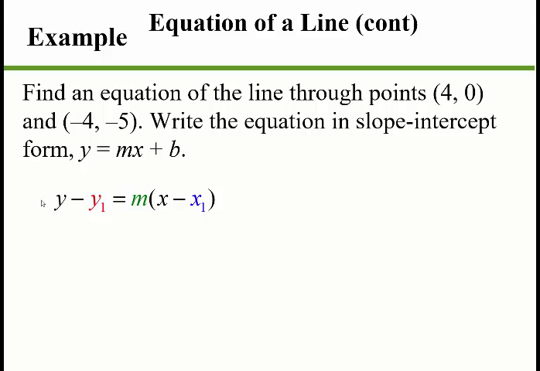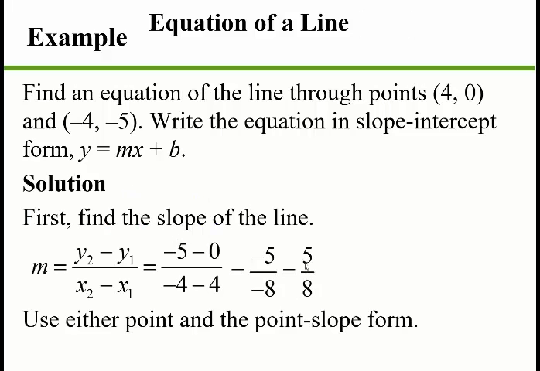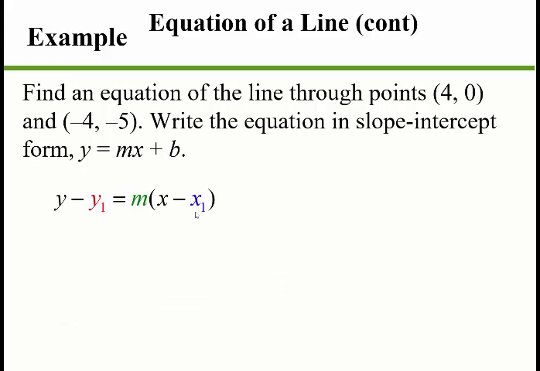So it's going to be y minus y1 is equal to my slope, which I just found, which was 5/8, times x minus x1. Pick the easier point. Obviously, the point with 0 in it is easier. So it's y minus y1, which is 0, is equal to 5/8 times x minus 4. Now, what's hard here is that there's a fraction.